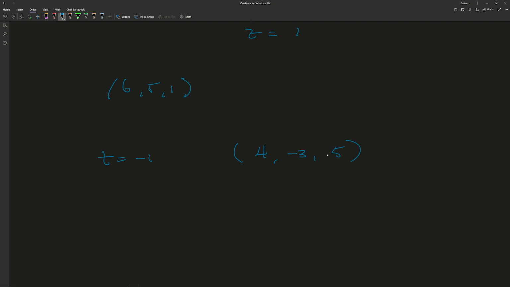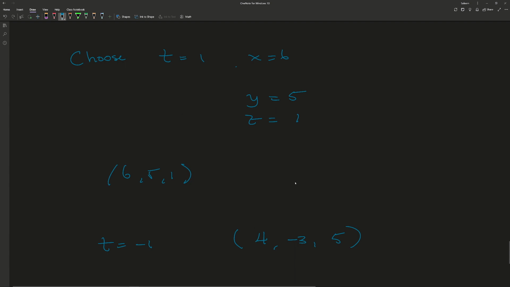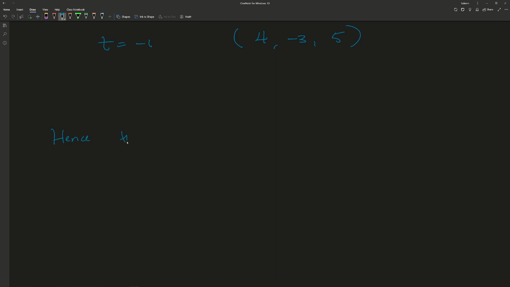So we see that the vector equation and the parametric equation of a line are not unique. Let's write that down. So hence the vector and parametric equation of a line are not unique.